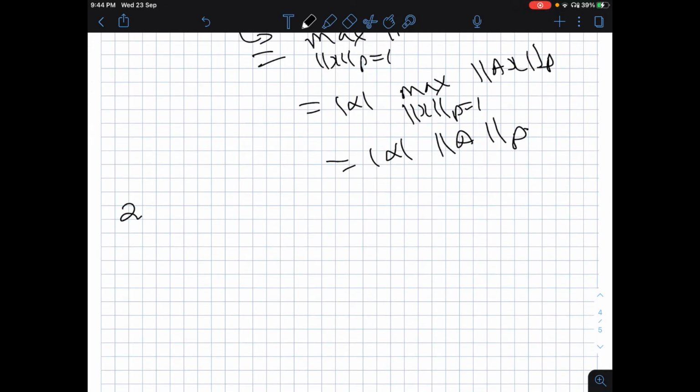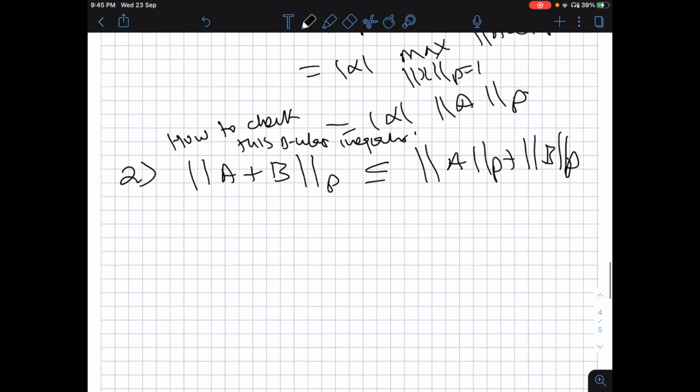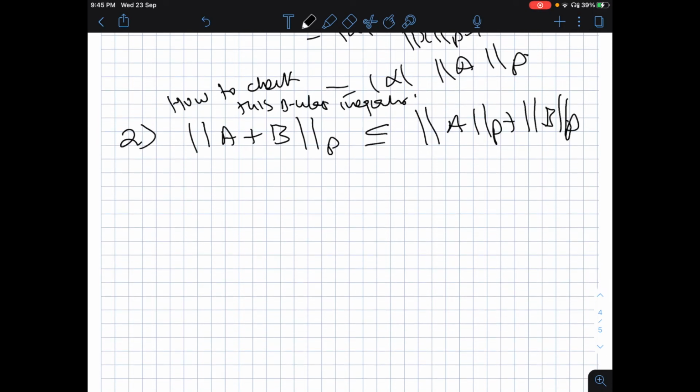So then the trick is only in checking the triangular inequality. This is the only thing that is a bit more challenging always. How to check this triangular inequality? So let's do it. It's not a very big thing.